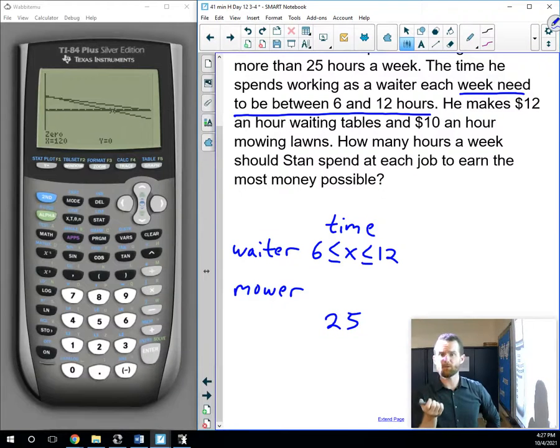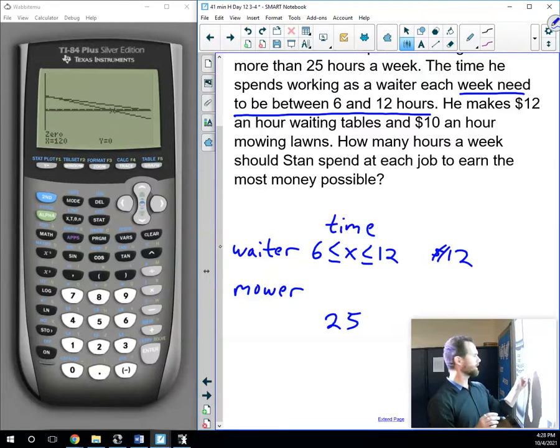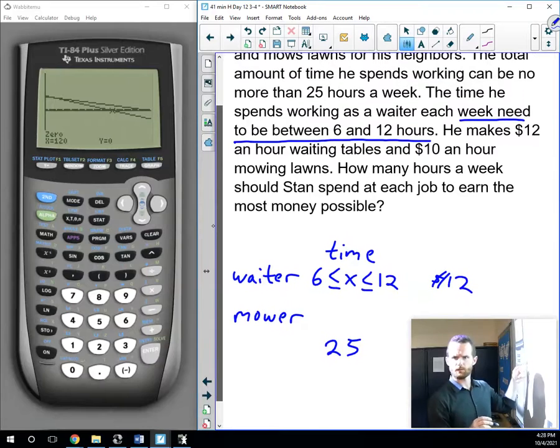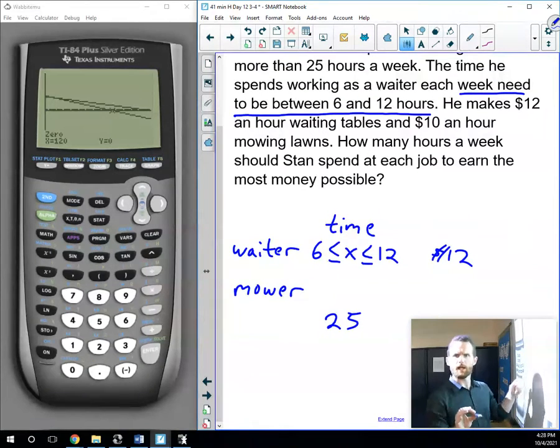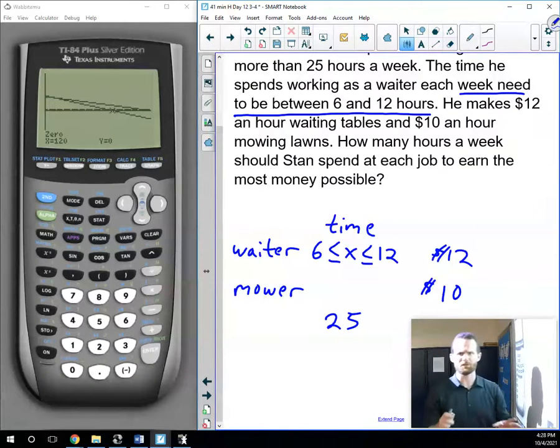And then it moves on to saying he makes $12 an hour for waiting tables. And lost my place again. 6 and 12. $10 an hour mowing lawns. Sorry about that. Lost where I was. How many hours a week should Stan spend at each job to earn the most money possible?